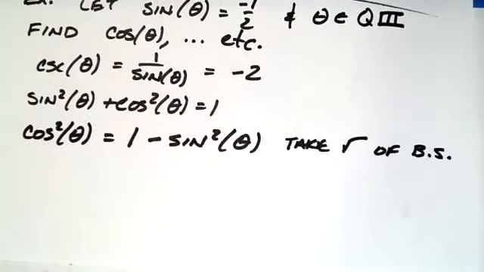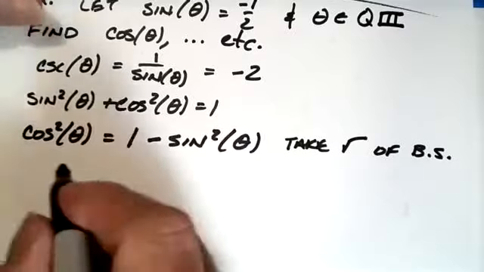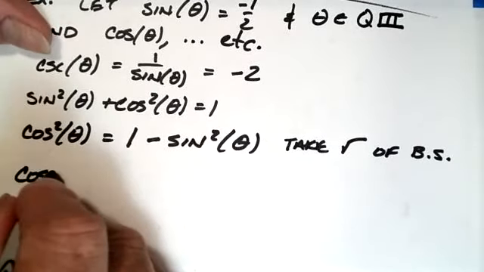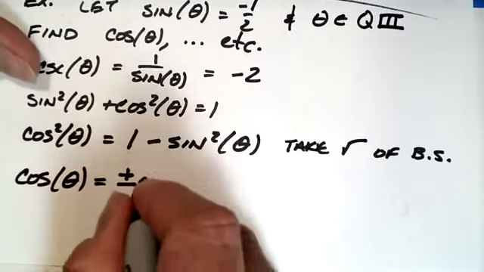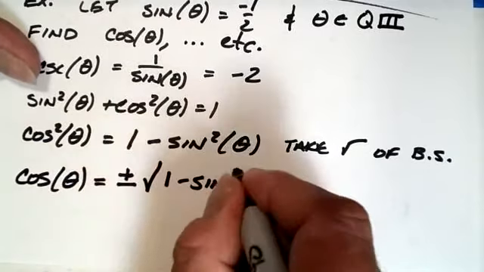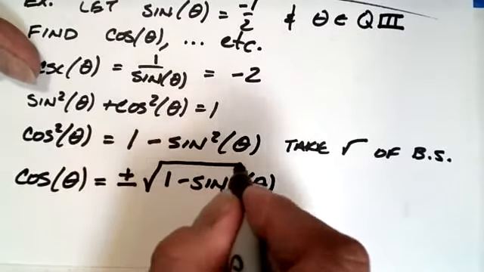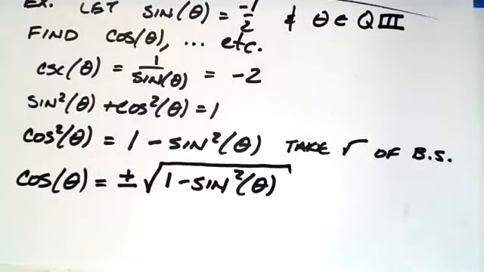Now you have to say this with me while you're watching this video, because when you take the square root of both sides, you have to always include a plus or minus, right? Plus or minus, plus or minus. So when I take the square root of both sides, cosine of theta pops out over here, but we have a plus or minus the square root of 1 minus sine squared of theta. Okay? This is two possible answers.